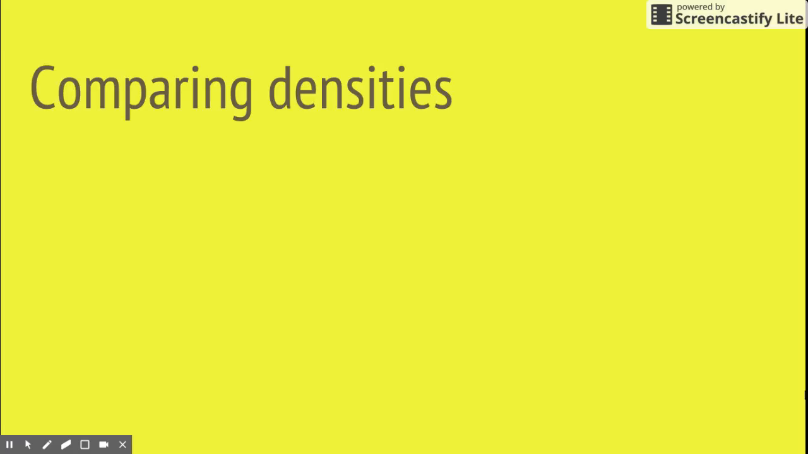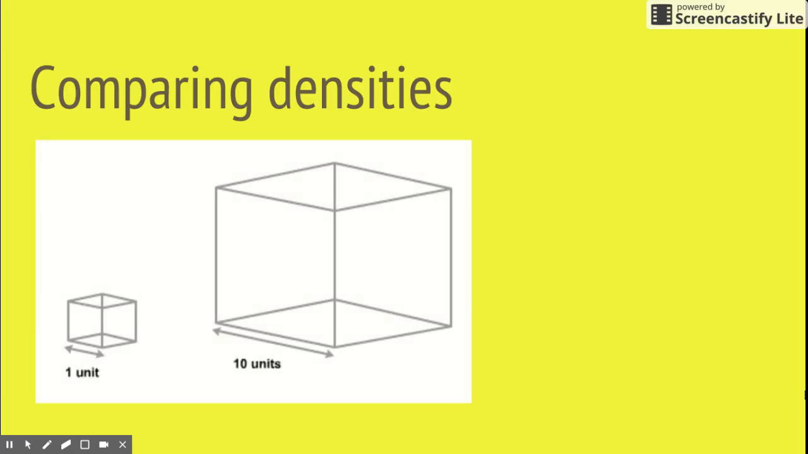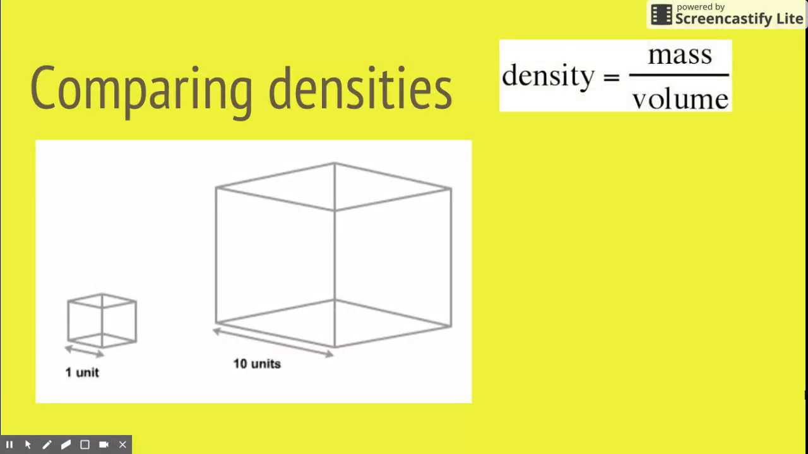When we compare densities, we have to look at 2 objects. We look at an object's mass, and we look at an object's volume. Consider the effect on the relationship between mass and volume in the example above. Let's consider that the mass of these 2 objects are equal. We can see that the volume of these 2 objects are very different. The large object takes up 1,000 times more space.